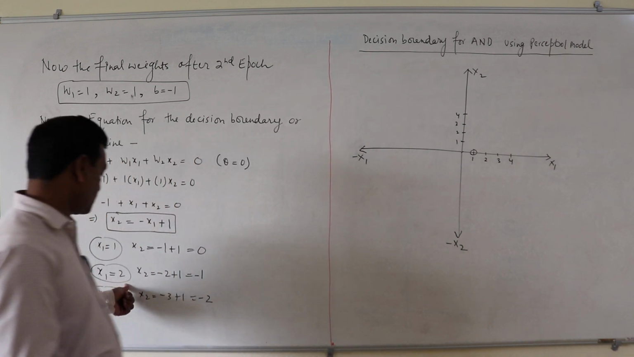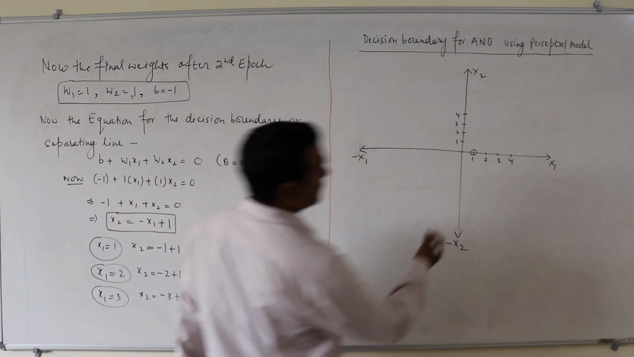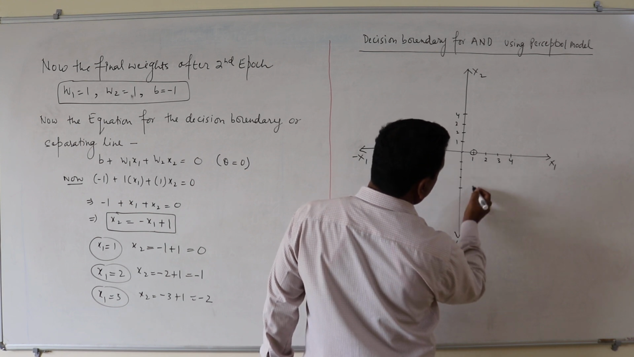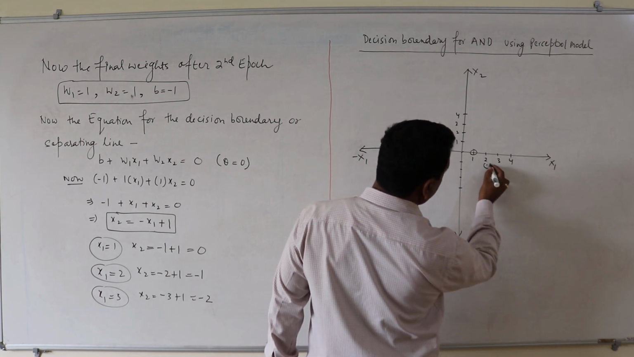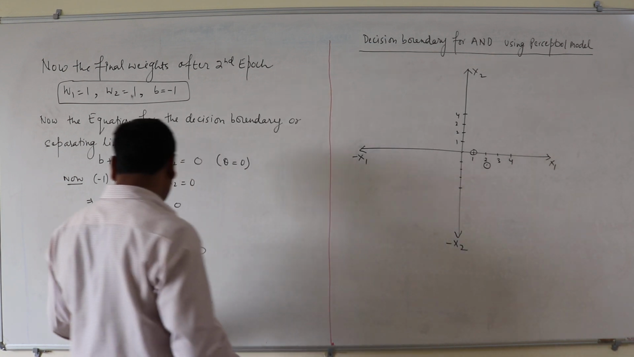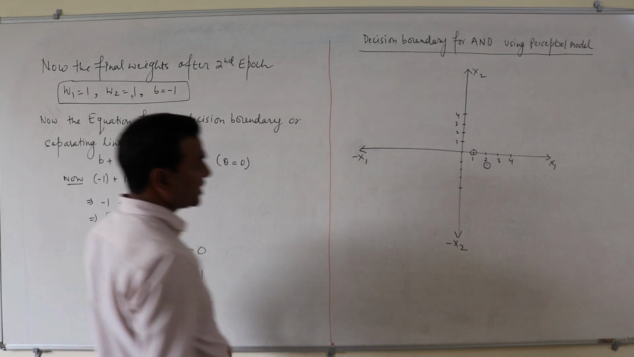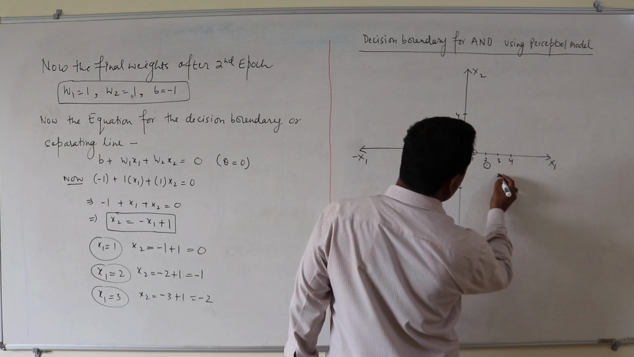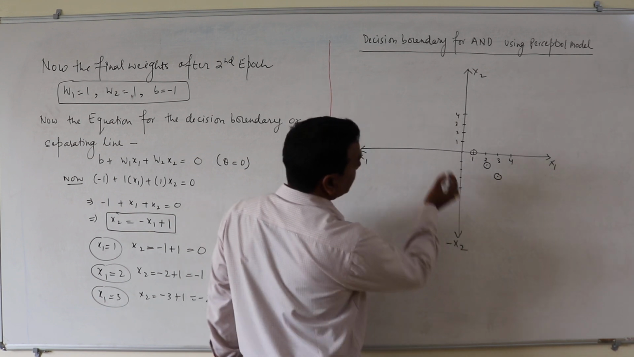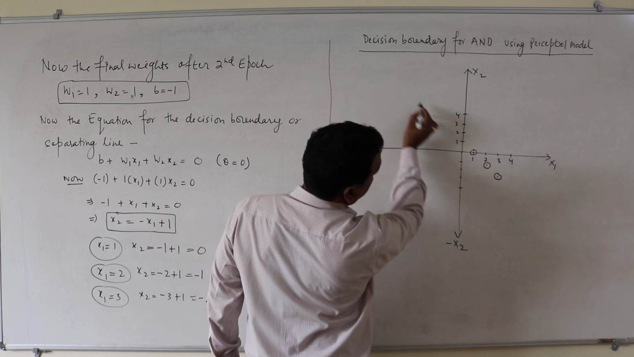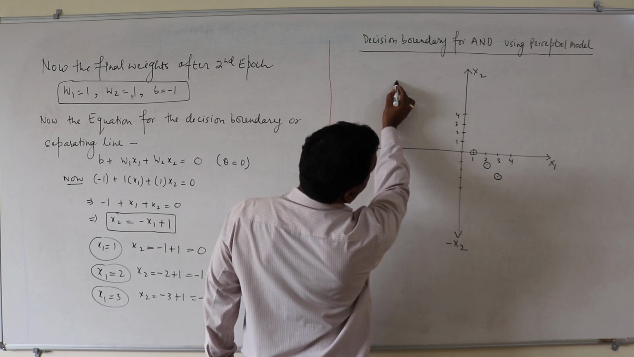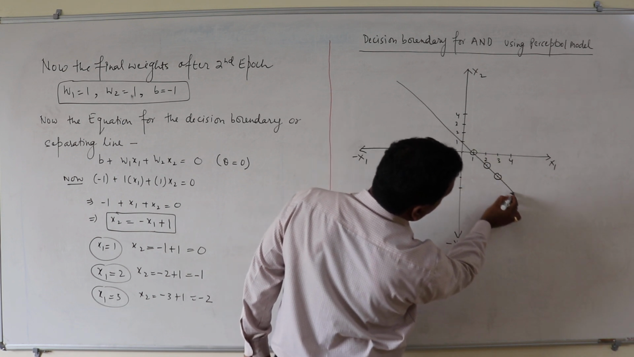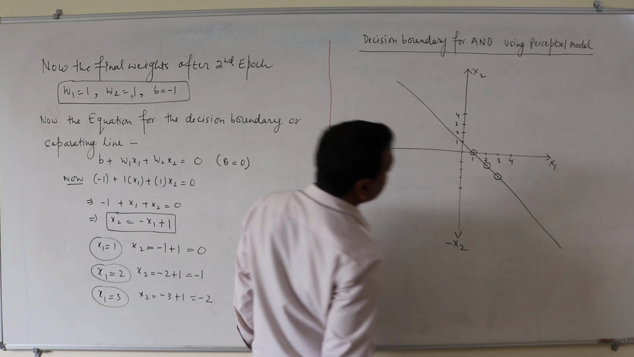When x1 is 2, then this is minus 1. And when x1 is 3, then minus 2. So this will be plotted here. Now we can draw a straight line. This is the straight line.